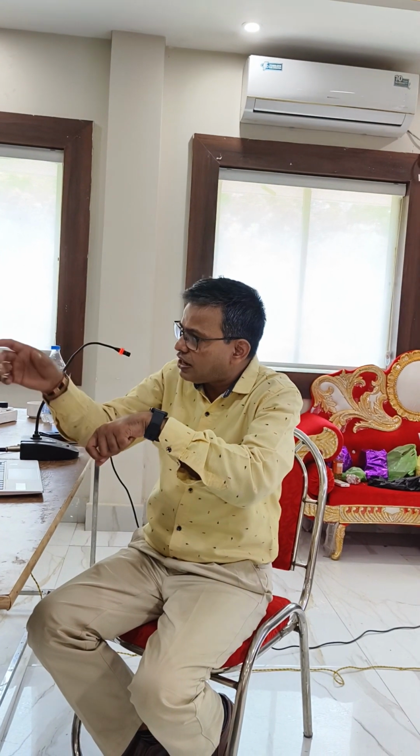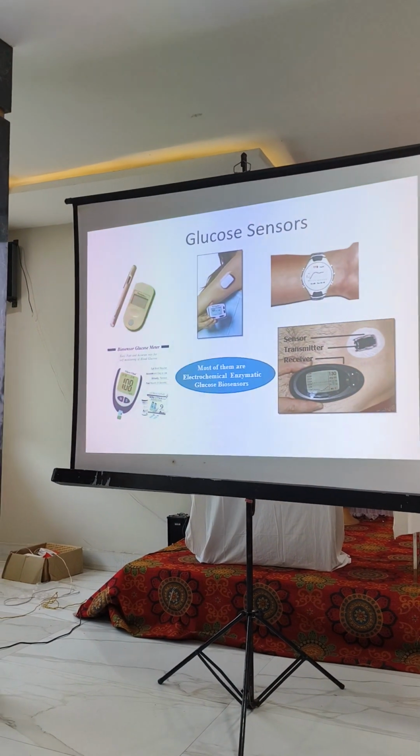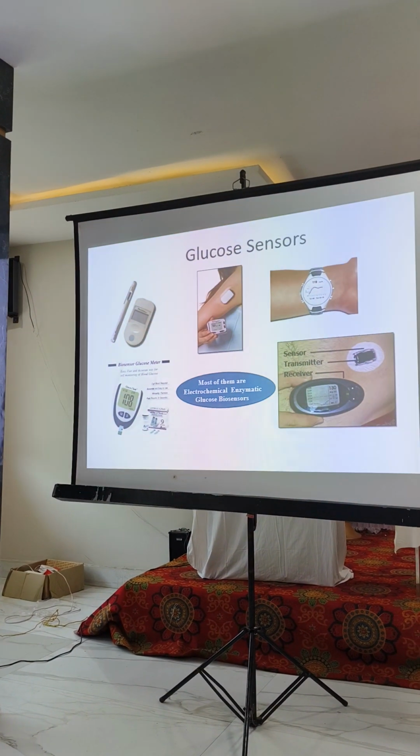The serum of your blood is used as electrolyte, and there is a cathode and an anode. They connect in between and take a response from that serum, and that serum contains glucose and hydrogen peroxide. This hydrogen peroxide is responsible for giving you current. So that current varies with how much glucose you have, and the number of hydrogen peroxide.